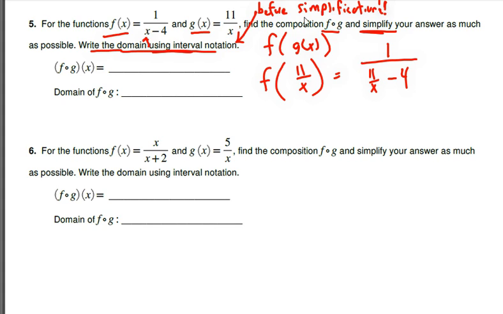Oh, that's just me saying before the simplification. Yeah, we're ahead of you there.